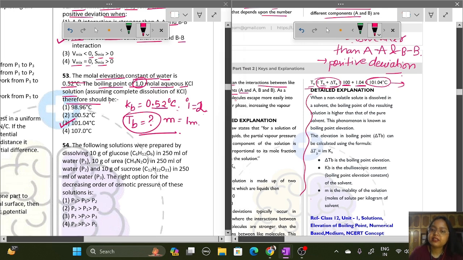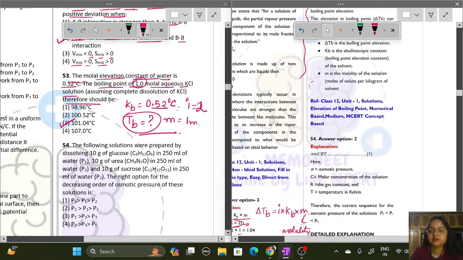For the theory part, you can refer to the detailed explanation section.